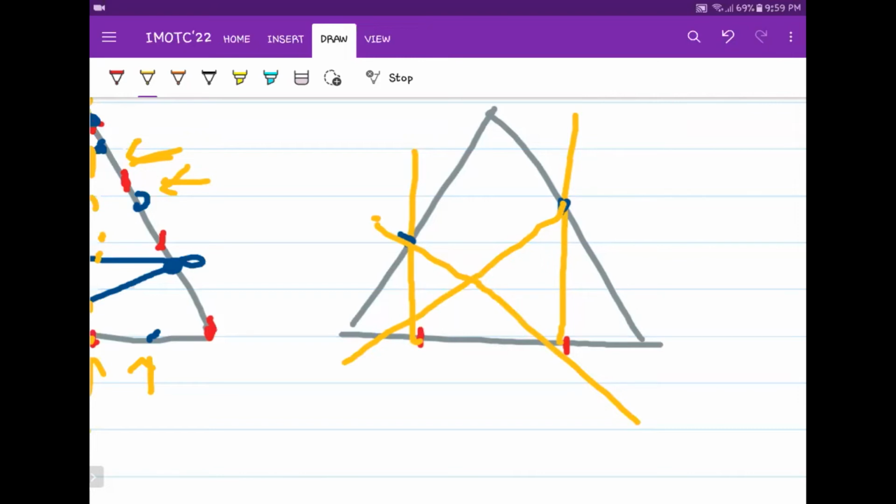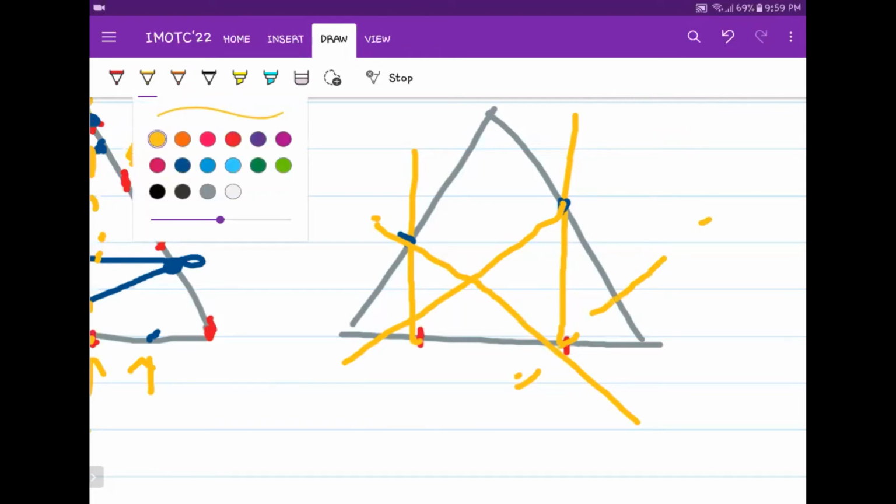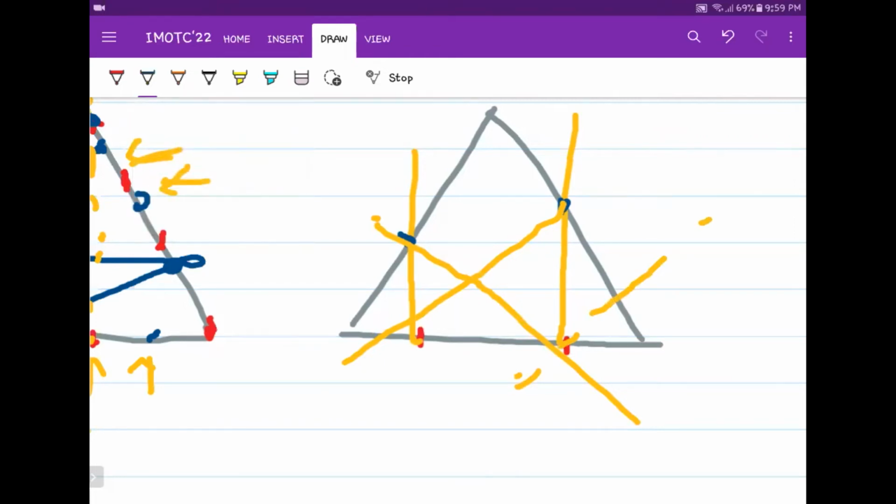From red to either of the sides, a perpendicular from either of the red points, and you'll get a blue point. Yes, as long as that side has this property, that there's at least two of each color.